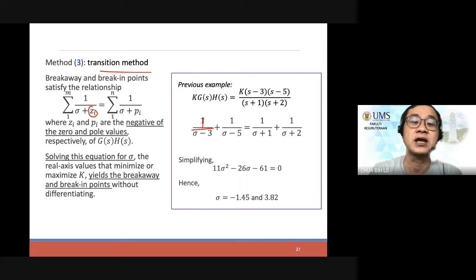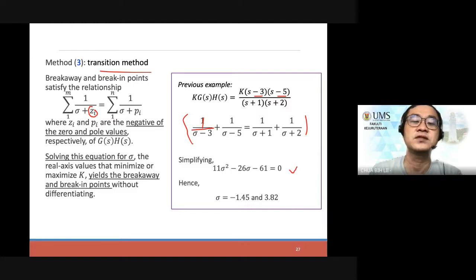What we have as zeros is plus 3, and also plus 5. But here what we do is we just put it in: minus 3, minus 5. Same thing over here, put it in, since eventually they will cancel out each other. So we have sigma minus 3 and so on. By having this, just solve them and simplify it into this term.